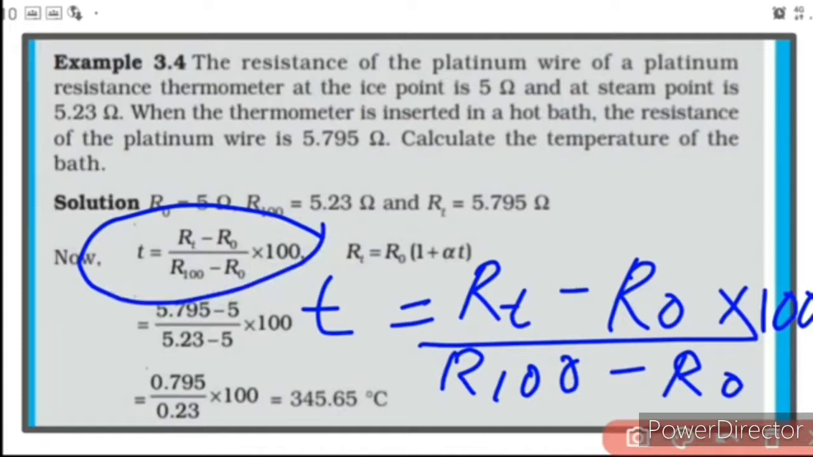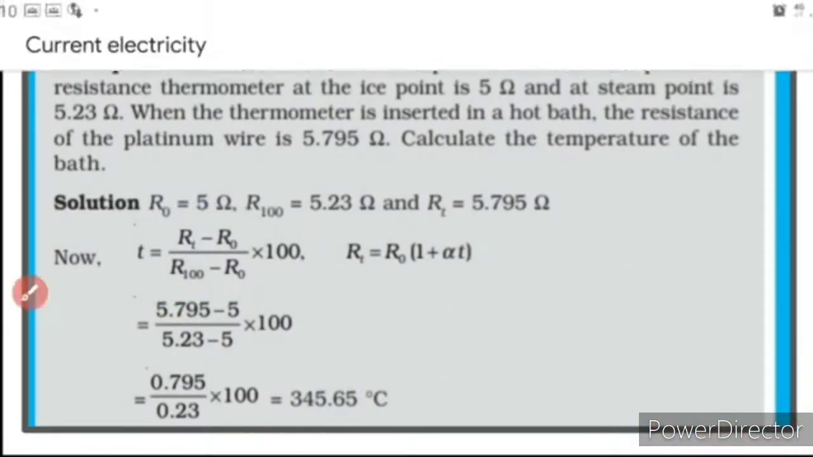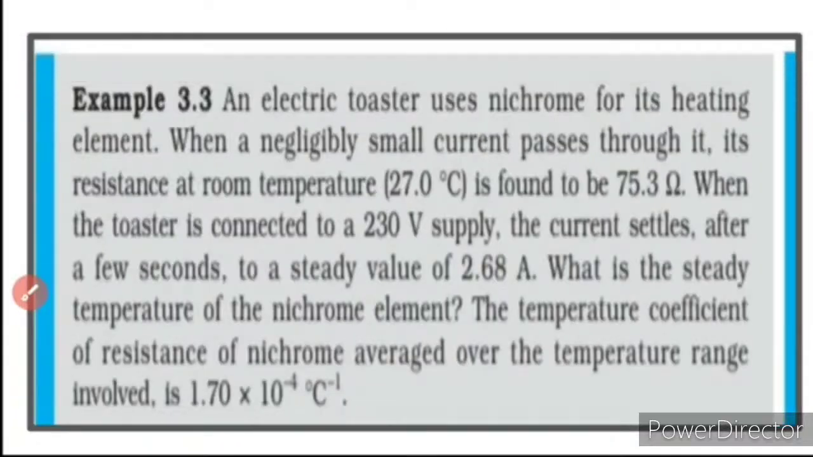I think the steps are clear for you. From the three resistance values, using R0 and R100, we write the expression for alpha. Then you substitute that alpha in t. So you will get the expression as RT minus R0 by R100 minus R0 into 100. Just substituting the values, you will get the answer as 345.65 degrees Celsius.